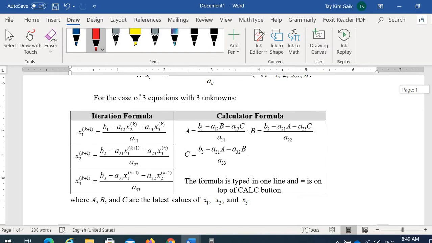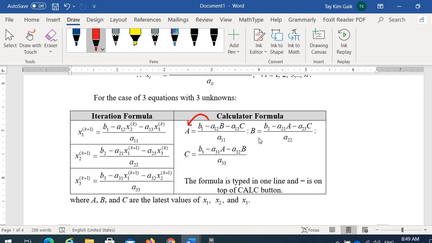Okay, and then we focus on the case of 3 equations with 3 unknowns. I'm going to show how to use the calculator to calculate it. The new solution for x1 I label as A. So this is the Gauss-Seidel iterative formula. The x2 I represent as B, and x3 I represent as C. So we put in the formula accordingly, and we just assign the right hand side result into variable A. So A stands for the new solution for x1.